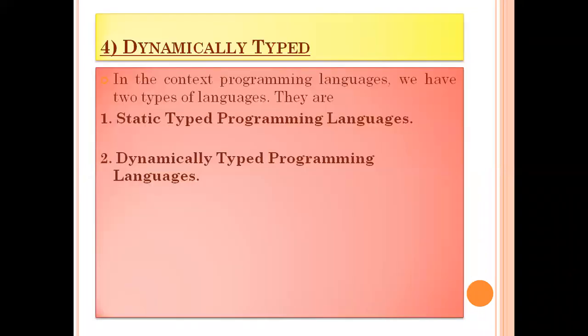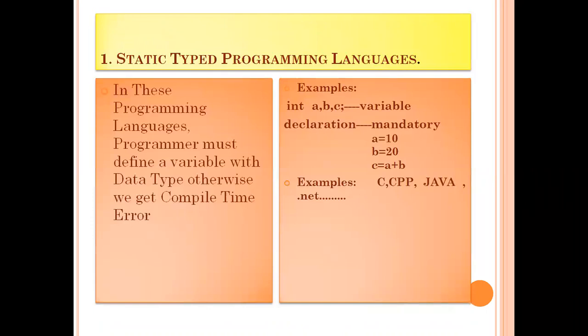Now, what do we understand by a dynamically typed language? In programming languages, we have two types of languages, that is statically typed language and dynamically typed programming language. Now, what do we understand by a statically typed programming language? Please remember, in these programming languages, the programmer must define a variable with its data type. Otherwise, we get compile time errors, we'll get an error.